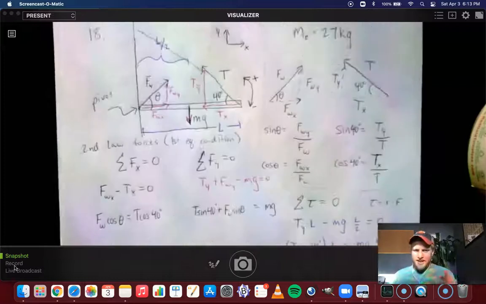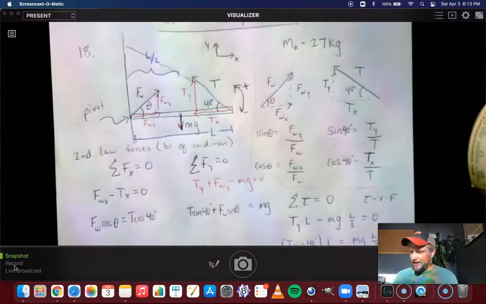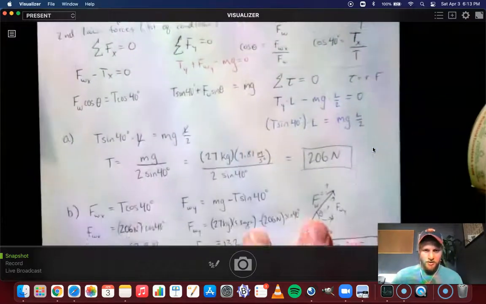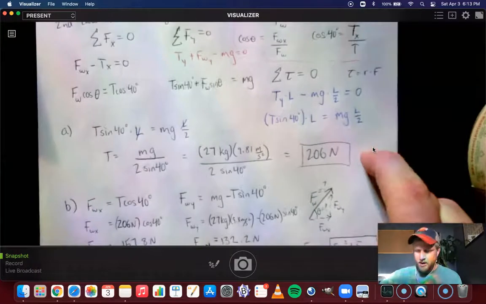The last thing I want to say is that going through all of this took the careful setup of us using our problem-solving checklist. Once we did that, it made solving this relatively straightforward, especially if you consider us just solving for the tension in the string portion of the program.